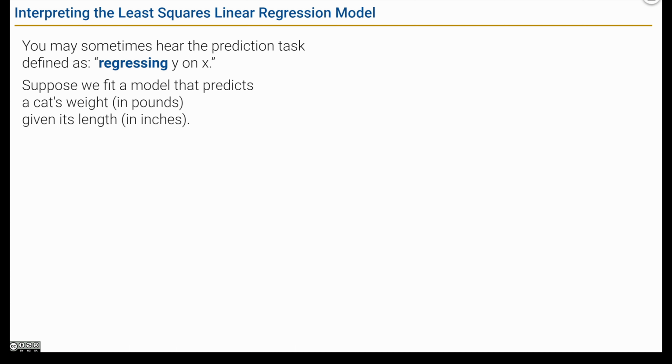So suppose we fit a model, we're going to gather data that takes random cats and measures their weight in pounds and their length in inches. And let's assume we're randomly selecting cats of a certain type or a certain species. We're not just all over the board with the cats.